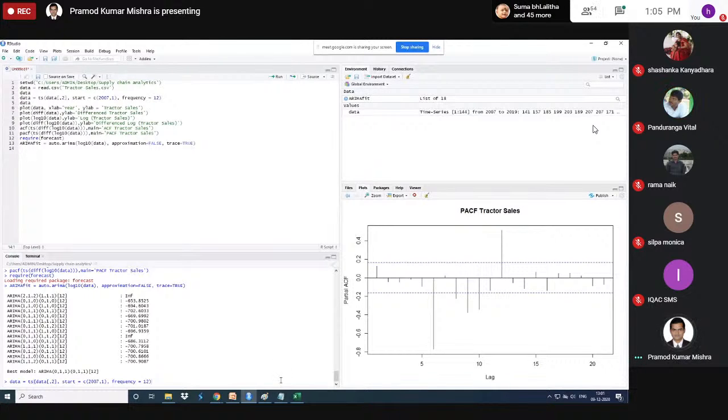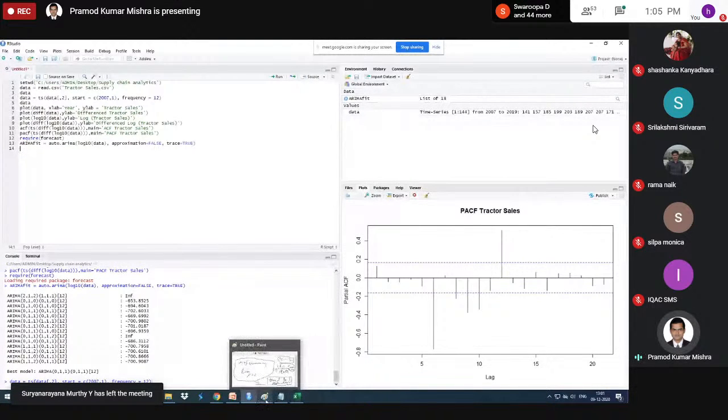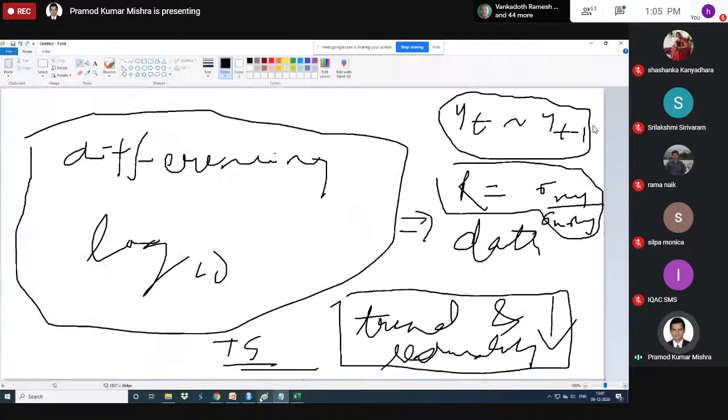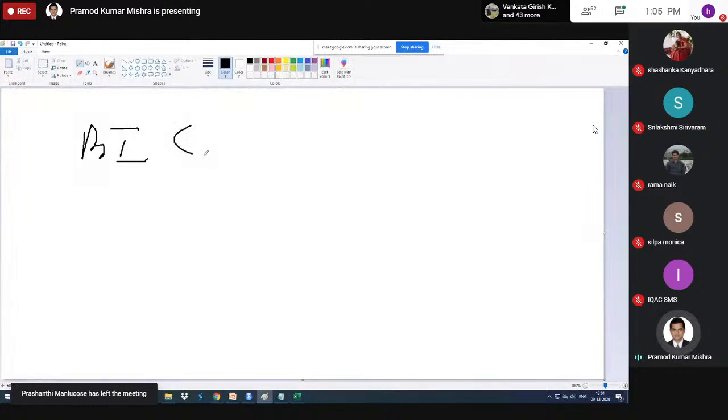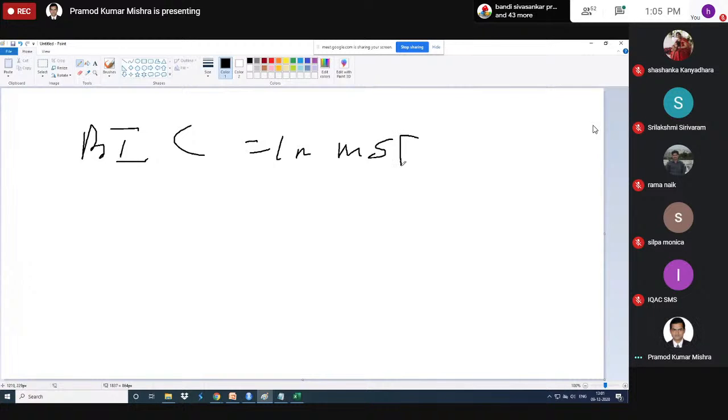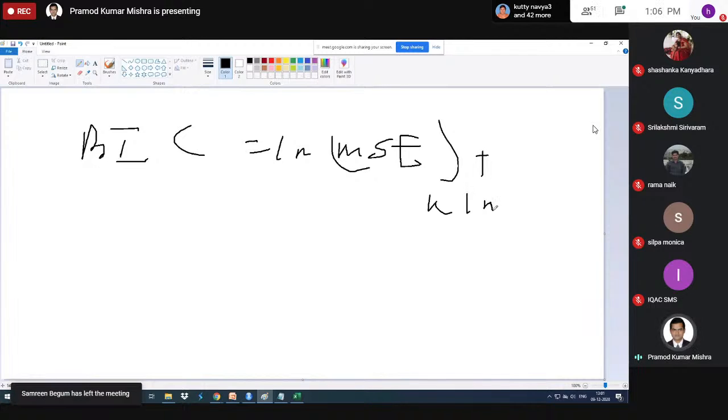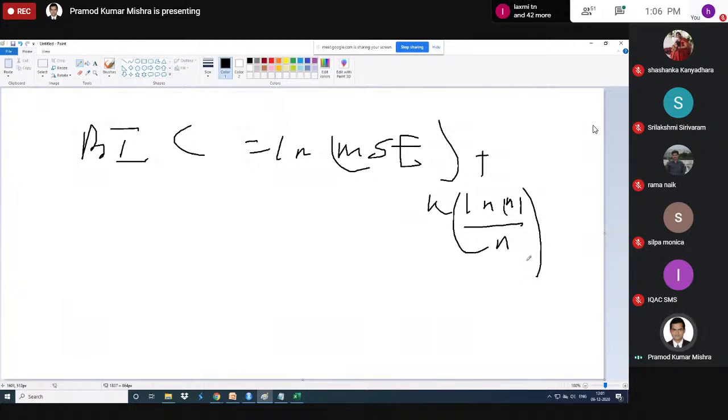Okay, so that is one thing that is based on the BIC. That is based on the maximum likelihood estimation. The BIC is the Bayesian information criterion. Okay, that is actually based on the mean square error, MSE, plus K times ln n, that's the natural logarithm, where K is the number of parameters and n is the sample size. Okay, so this is one thing that you can calculate.